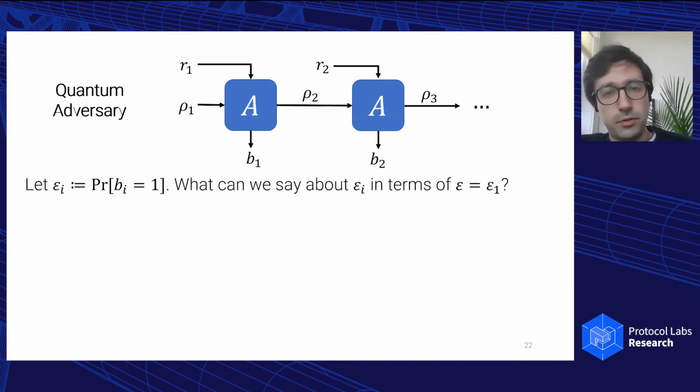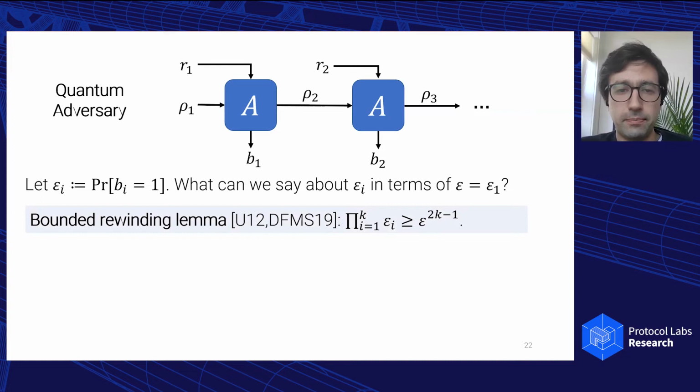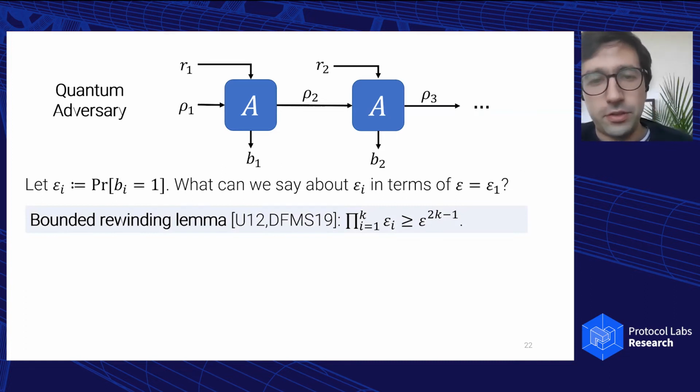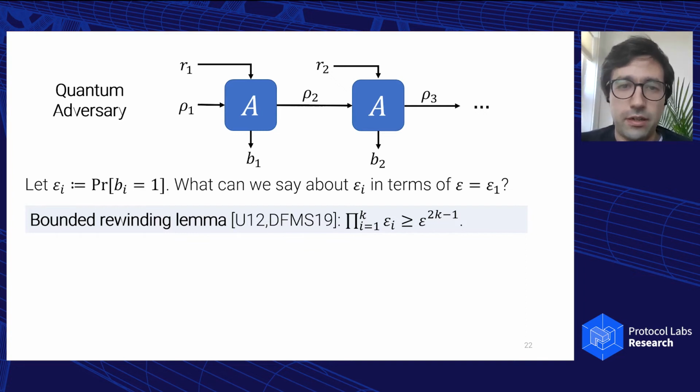All right, so let's return to this question about what we can say about these epsilon i's in terms of epsilon. And it turns out there are existing results on this. So now I've used collapsing to make A a single bit measurement, and so the probability that B_i is equal to 1 is the same as the probability that A outputs a valid Z for the given R.